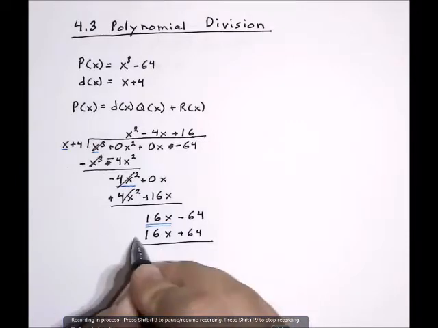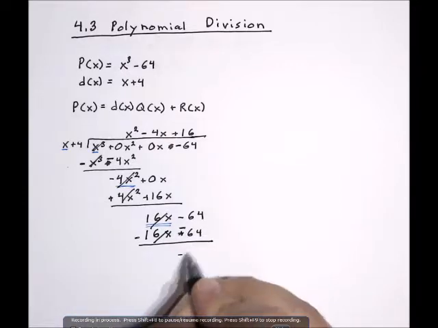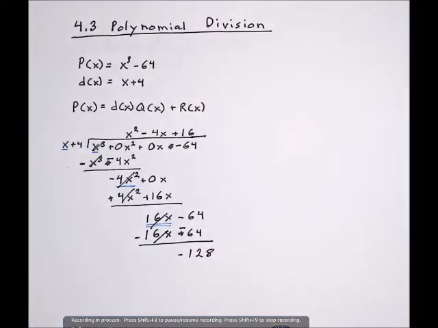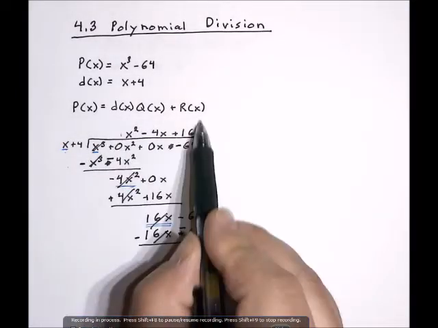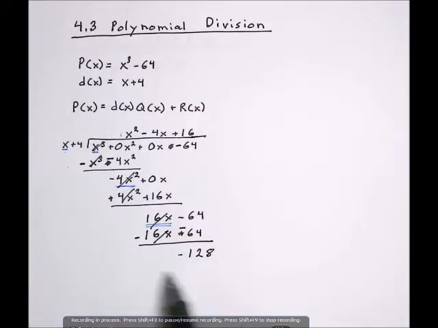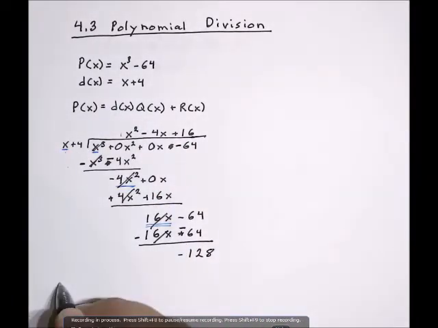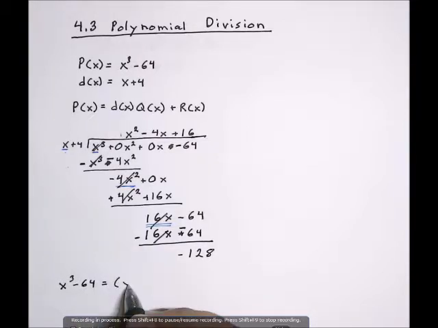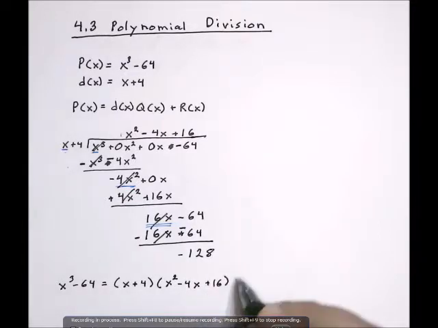Change the signs and add them together. And we are done. Here is my quotient, which is this q of x, and my remainder, which is this r of x. So if I was going to write this operation in this form, I would have my polynomial equals the divisor times the quotient plus the remainder.